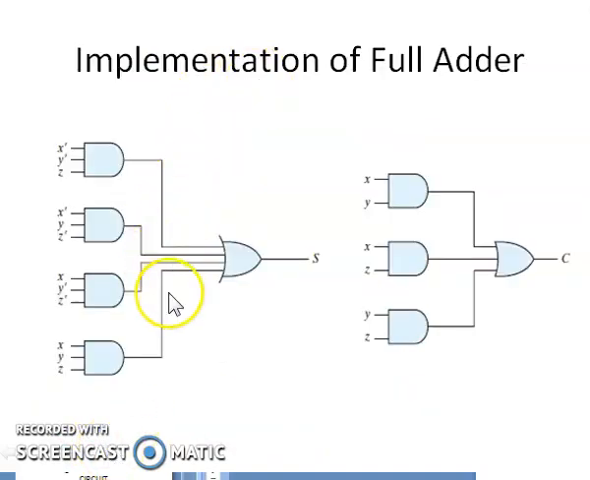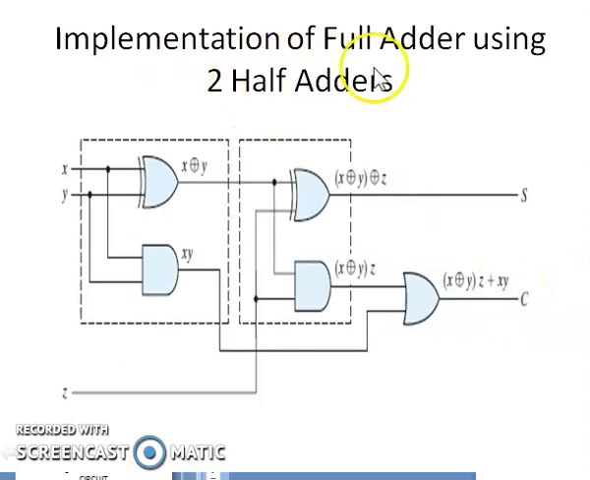Now implement these simplified expressions by using logic gates. So sum is implemented here and carry is implemented by means of 3 AND gates and a 3-input OR gate. And if you want to implement full adder by using 2 half adders, then this is the logic diagram which shows the full adder by using 2 half adders. So this is the first half adder and this is the second half adder.